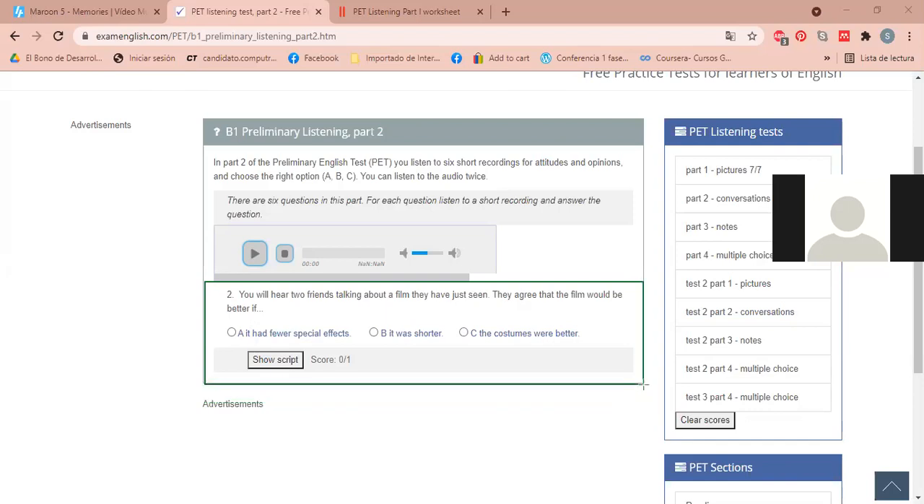Yeah, teacher. You will hear two friends talking about a film they have just seen. They agreed that the film would be better if. Thank you, Aldrich. So we're going to listen to two friends talking, and we need to complete it, right? They agreed that the film would be better if. Si los dos están de acuerdo que la película sería mejor si es que, vamos a ver cuál de las tres opciones es la correcta. Listen, guys.